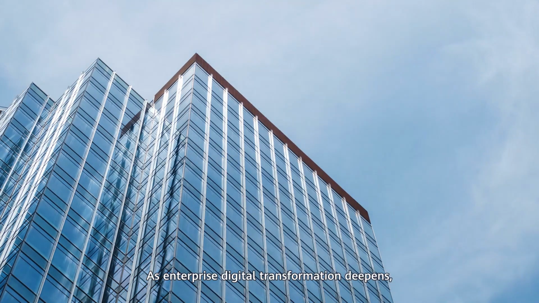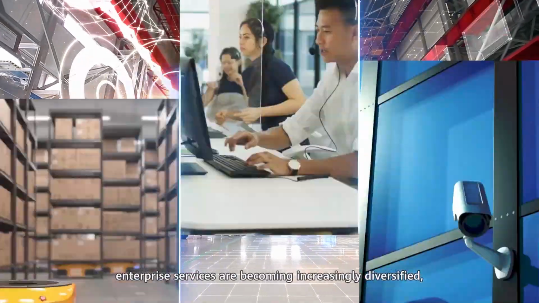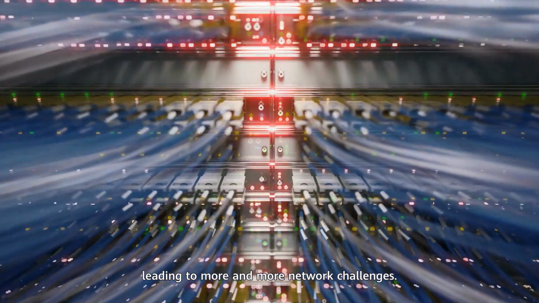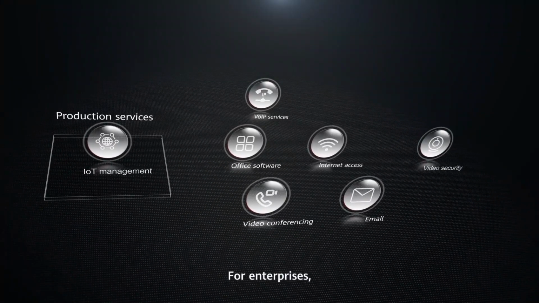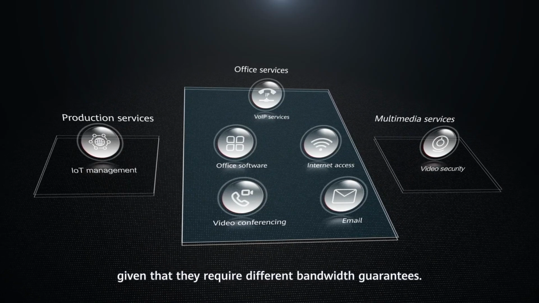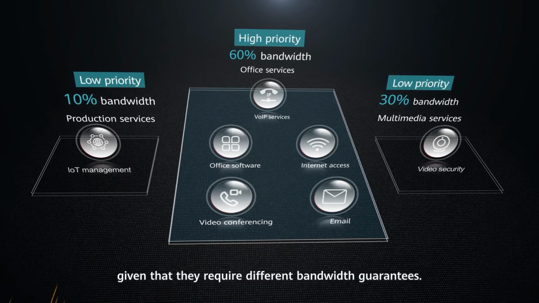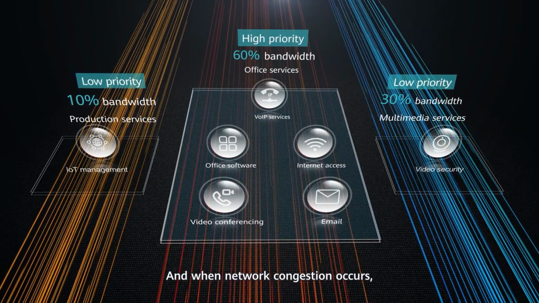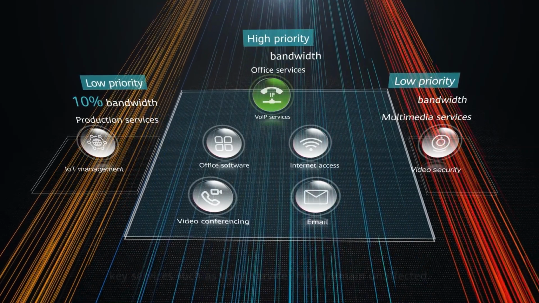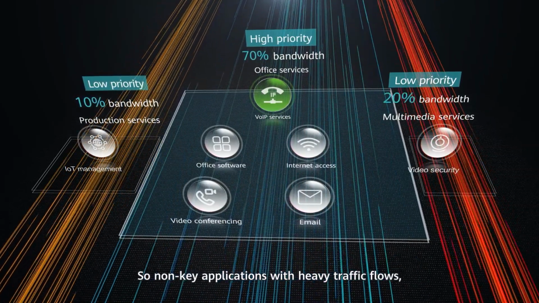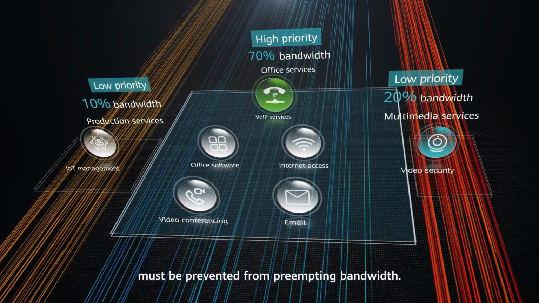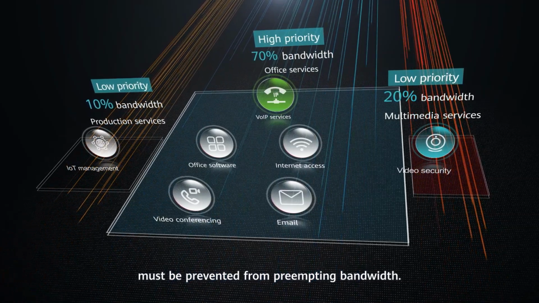As enterprise digital transformation deepens, enterprise services are becoming increasingly diversified, leading to more and more network challenges. For enterprises, different kinds of services need to be isolated from each other, given that they require different bandwidth guarantees. And when network congestion occurs, key services such as voice services must remain unaffected. So non-key applications with heavy traffic flows, like video security service, must be prevented from preempting bandwidth.